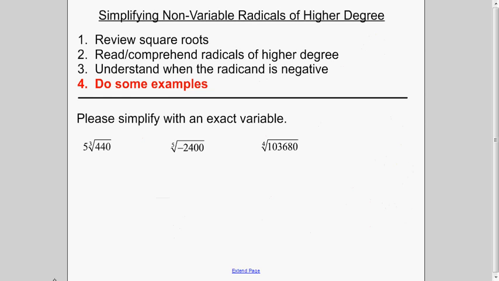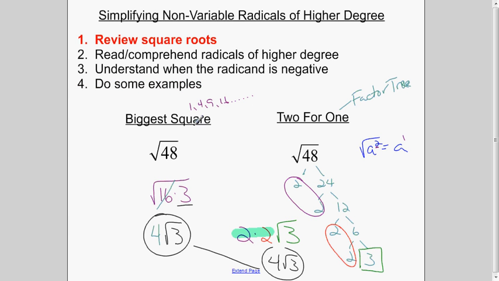Now, the one thing I want you to recall as I do some of these examples where I'm asked to please simplify with an exact value, excuse me, it shouldn't say variable. Okay? I want to take you back a few slides into what we looked at in video 1. I'm not going to redo it, but I just want to refer to it. And that is where we said we're going to throw out the biggest square method and do the 2 for 1 method when we were doing square roots.